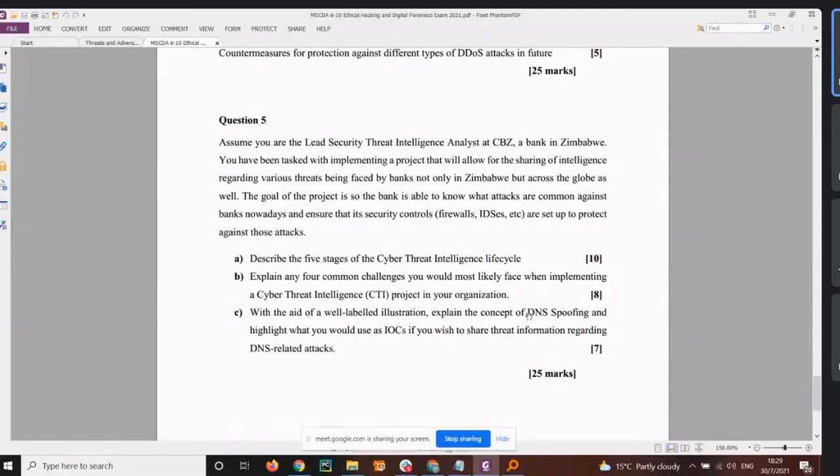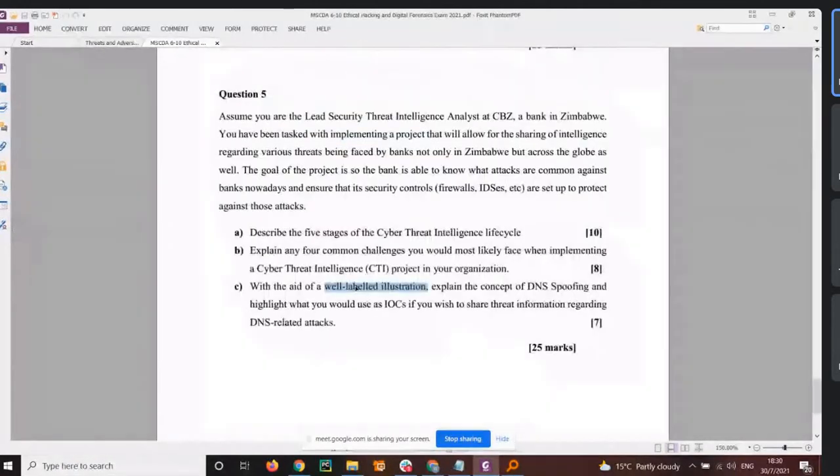You can see you're taking the knowledge you have of DNS spoofing and the knowledge you have of IOCs, which are indicators of compromise, which fit into the domain of cyber threat intelligence, and linking that information and actually drawing a well-labeled diagram, showing how they relate. So basically, that was the structure of the examination from last year.